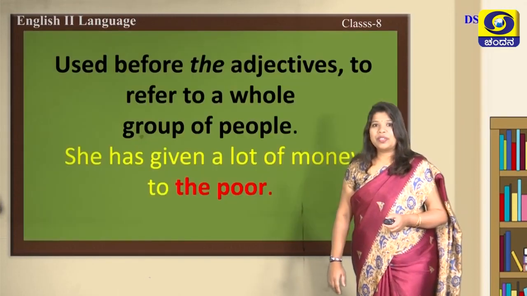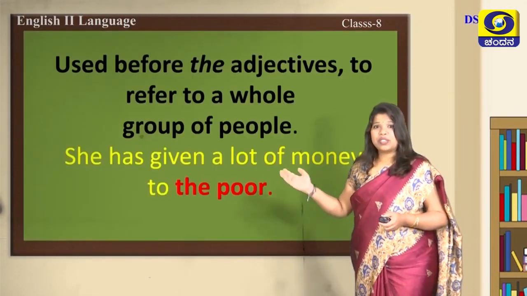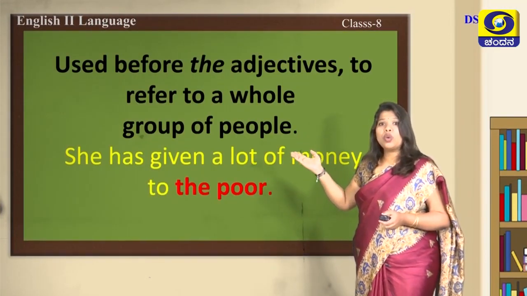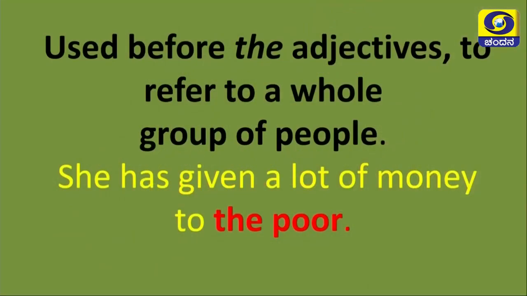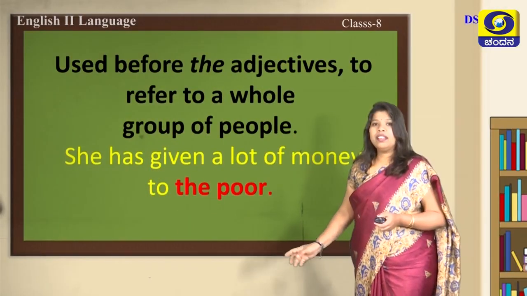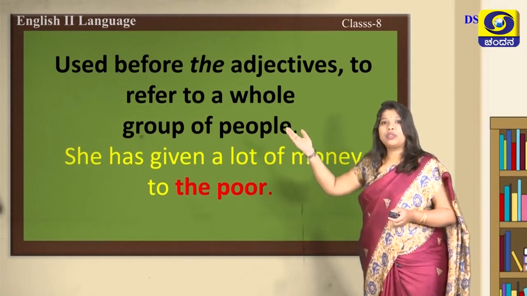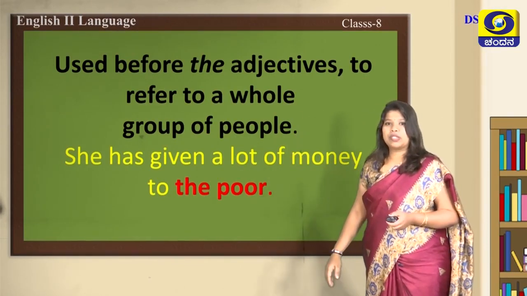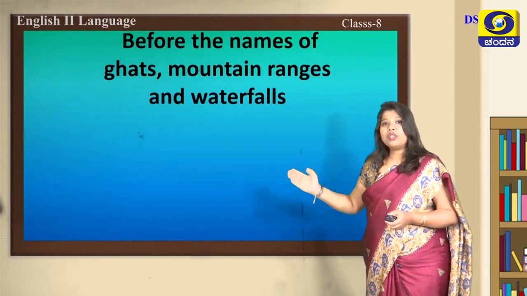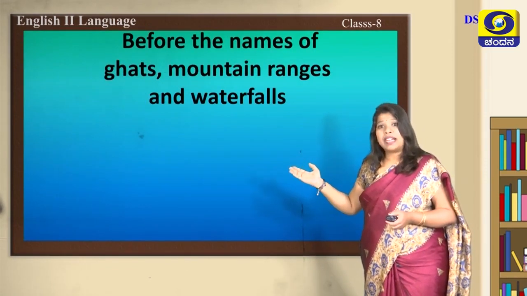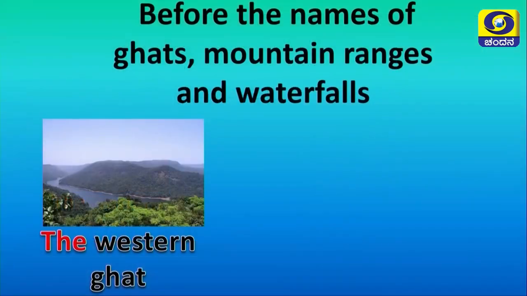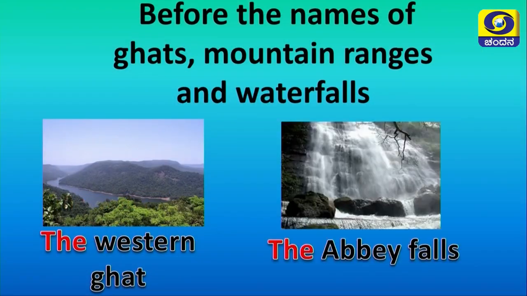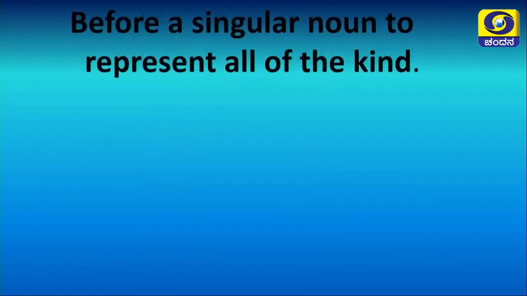We also use it before the adjectives to refer to a whole group of people. For example, she has given a lot of money to the poor. Here, the word poor is referring to the whole group of people, children. Now, we use it before the names of Ghats, mountain ranges and waterfalls. For example, the Western Ghats and the Abbey Falls.